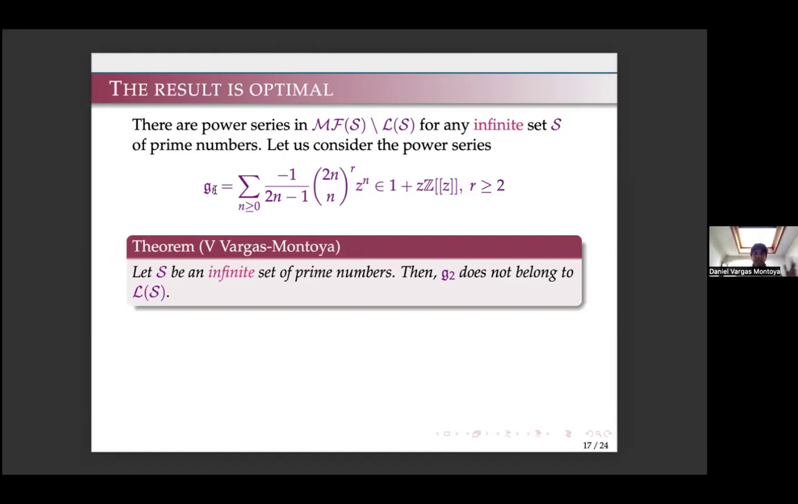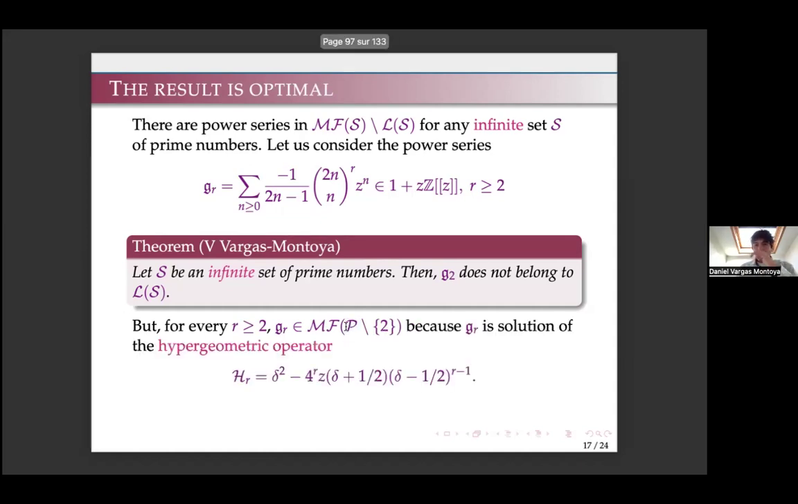Let S be an infinite set of prime numbers. Then G2 doesn't belong to LS. However, for every R bigger than 1, GR belongs to MFP minus 2, where P is the set of prime numbers. Okay? Why? Because actually GR is a solution of this hypergeometric operator.